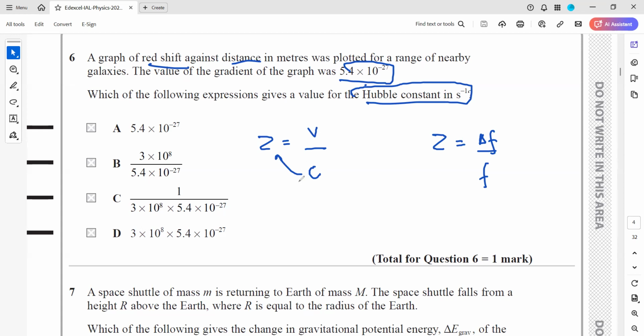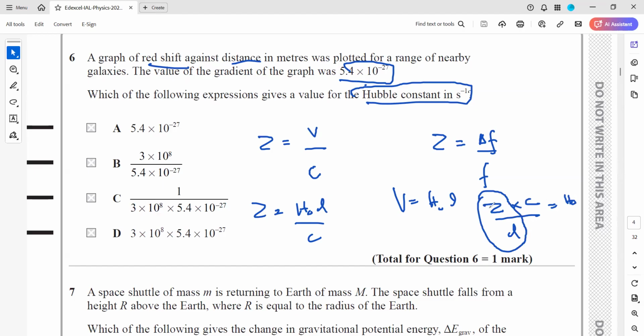Because we need the Hubble's constant, we know the formula V equals H naught D. So in place of V, I can write H naught D. So Z equals H naught D divided by C. So Z multiplied by C divided by D will equal H naught. Z over D is the gradient given. If you multiply this by the speed of light, we'll know the value of the Hubble's constant. So D will be the right answer.